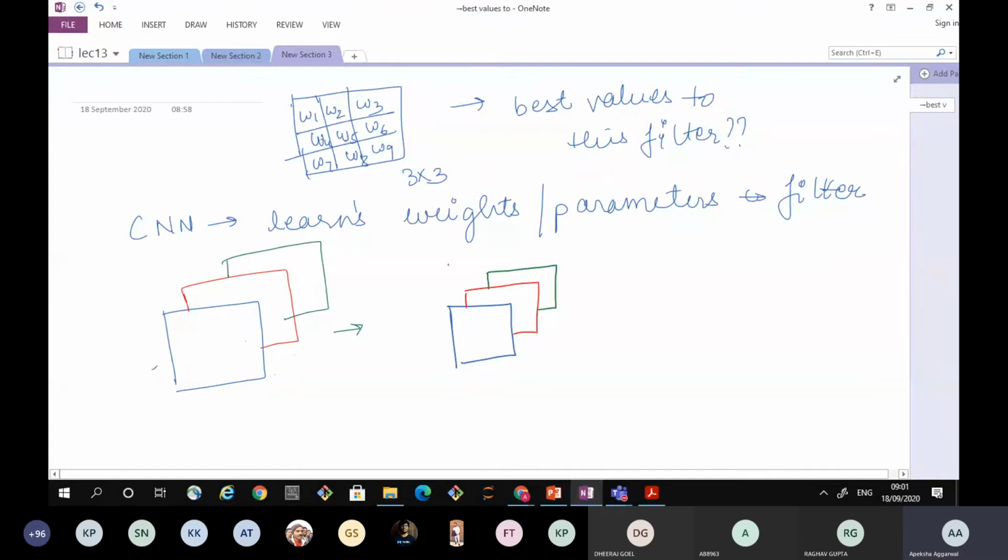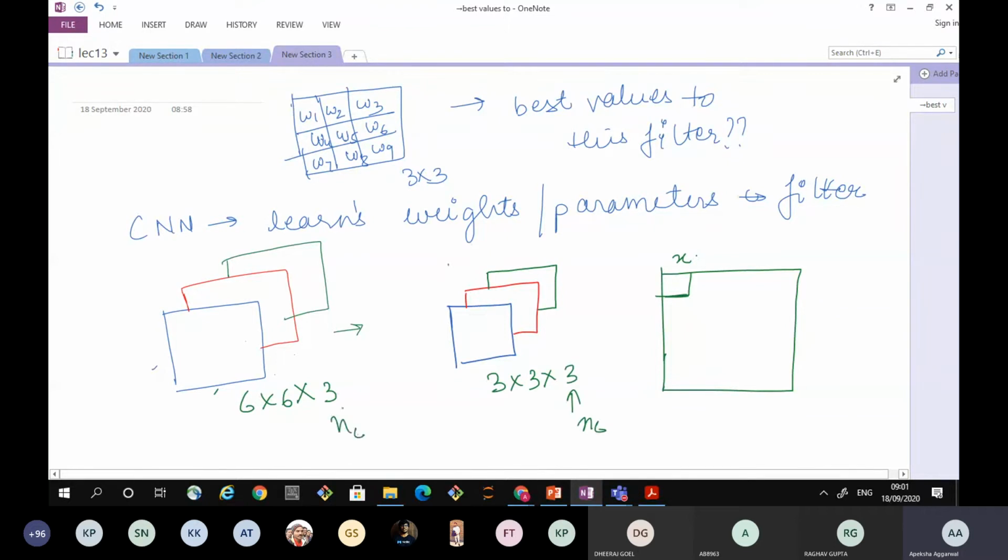Now I hope you are getting what this filter is doing. If I want to calculate the first pixel value x in my output, what I do is superimpose this whole 3 cross 3 cross 3 filter. The size of the image would be 6 cross 6 cross 3, and this is 3 cross 3 cross 3. This 3 is the number of channels that you have, NC, and this is the height and width.